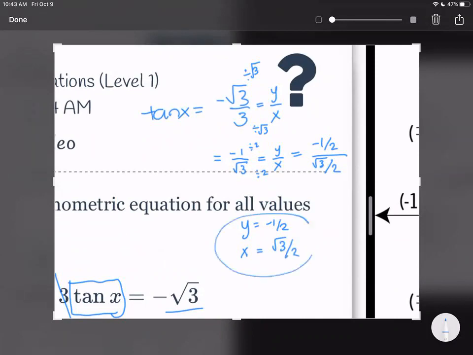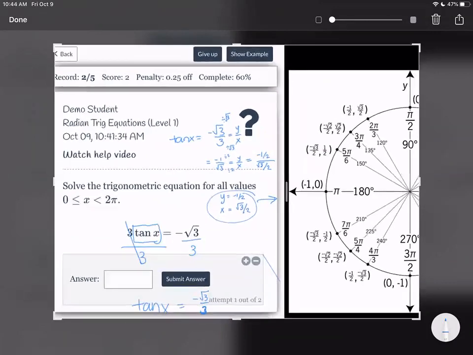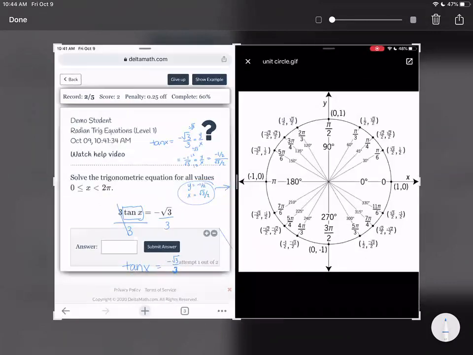So I'm going to find this point on our unit circle. I'll just zoom out. Where can I see that? Where is that point where y is negative 1/2 and x is radical 3 over 2? Okay, so I found one of them. It's over here. But remember, tangent has 2 answers, so you just go directly across. And then you get the other answer, which would also work.